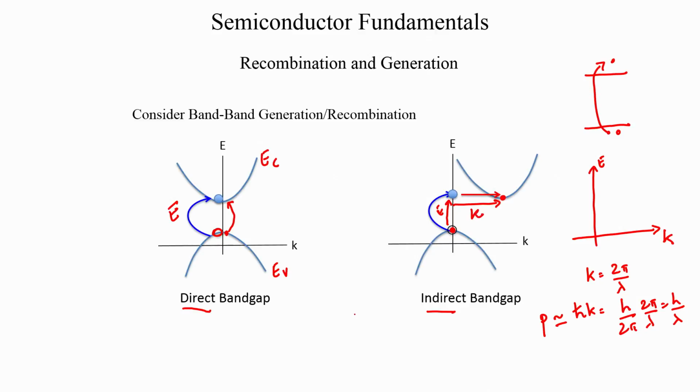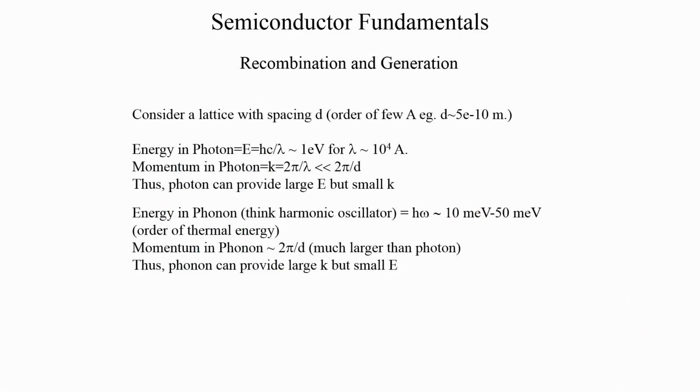And the mechanisms or the species involved in providing a change in energy and a change in momentum are quite different. So, we need to have both photon and phonon interaction in an indirect band gap semiconductor for a generation process, whereas for a direct band gap semiconductor we need to have only a photon interaction. So, why do we say photon and phonon? Let us look at these two species.